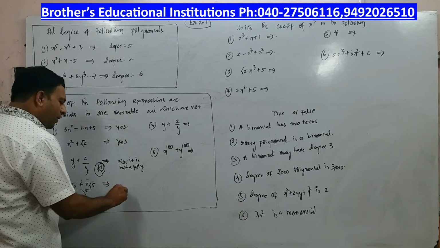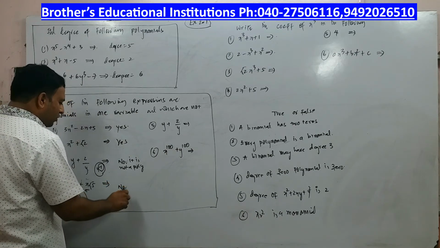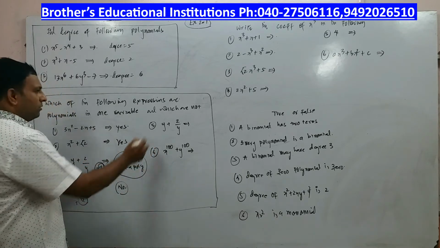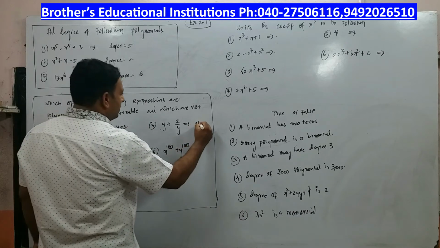So is this a polynomial in one variable? No. The answer is no. Alright, so this is also no. What about this? Oh, we have repeated the question again. Alright, so here it is no.